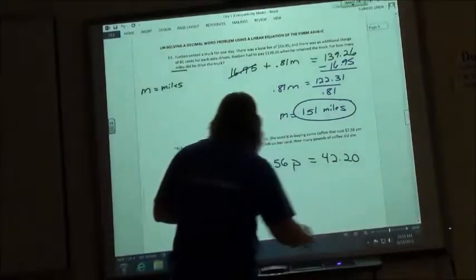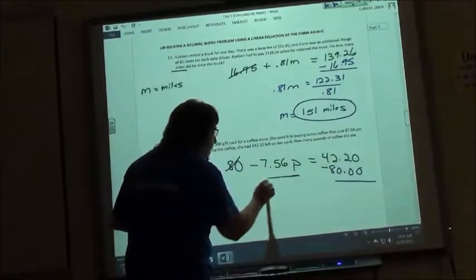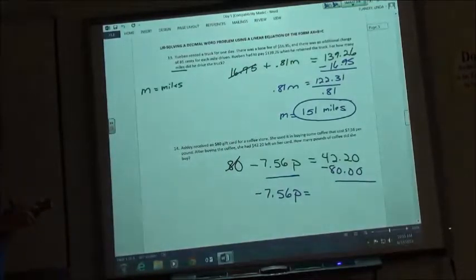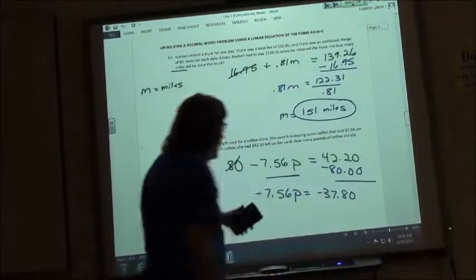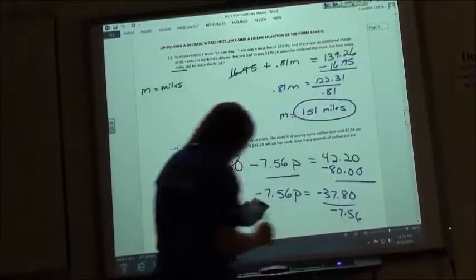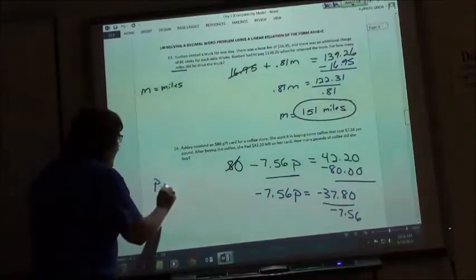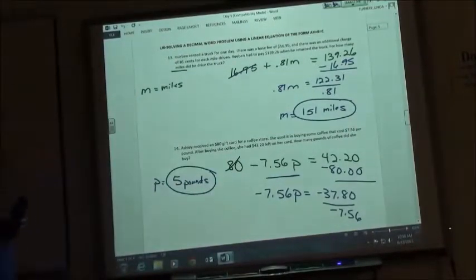So I'm going to go ahead and solve that. I'm going to start by subtracting my $80. And yes, I'm going to have a negative value, but that's okay because I have a negative 7.56P here. And we know that when we get a negative divided by a negative, it ends up giving us that positive answer that we want. So 42.20 minus my 80 is negative 37.80. If I take that negative 37.80 and divide it by my negative 7.56, I get P equals 5. So I know she bought 5 pounds of coffee.